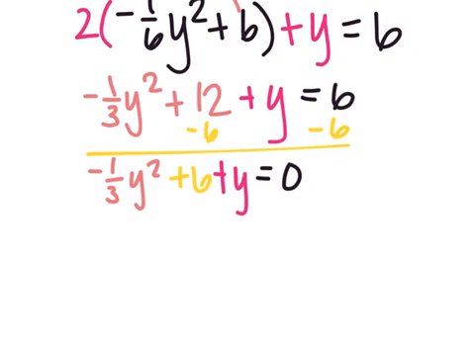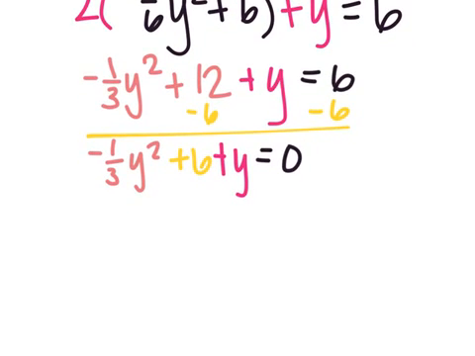Are you allowed to move them, like just put the y in the middle? Yes, we can rearrange stuff as long as we keep the signs attached to them. Remember, your sign that's attached to a variable or a term is the sign in front of it. So I can rewrite this as negative 1/3 y squared plus y plus 6 equals 0.